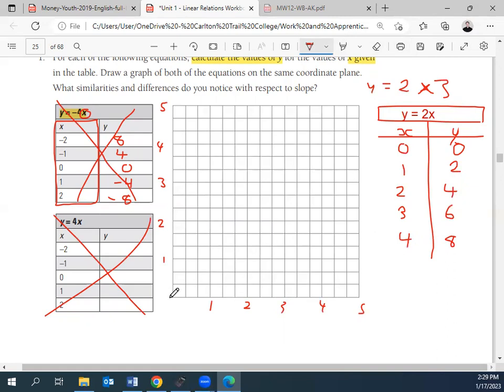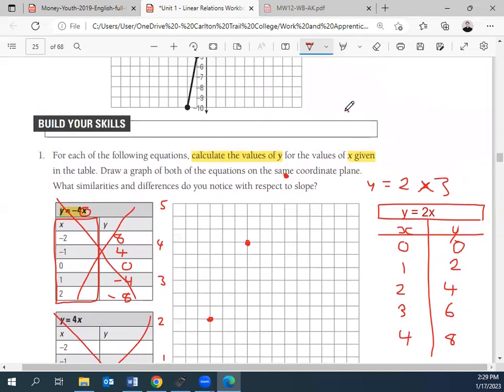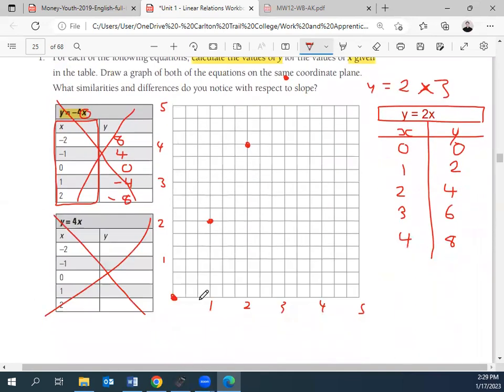When my x is 0, my y is 0. When my x is 1, my y is 2. When my x is 2, my y is 4. Now, when my x is 3, my y is 6. I didn't actually put that in there, but that's okay. I'll just put it right there, and then that's it. If I were to keep going, eventually I'd get up here and up here, but I don't need to do that.